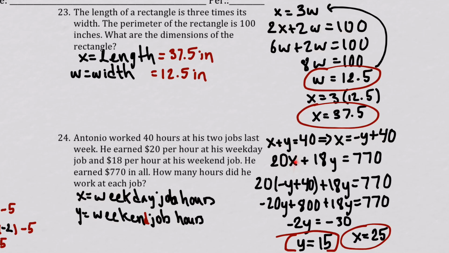The second equation is about how much he gets paid. 20 per hour at the weekday job, so 20X. 18 per hour at his weekend job, so 18Y, total of 770. Take my value of X right here, in my expression, negative Y plus 40, plugged it in, and I got Y equals 15. Took that 15, plugged it into the original equation right here, and I got X equals 25.